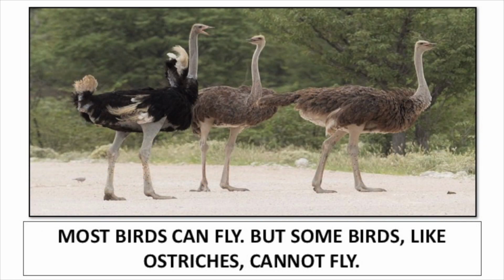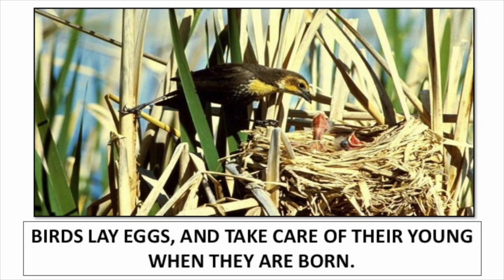Most birds can fly. But some birds, like ostriches, cannot fly. Yes, these are very big birds called ostriches. If you go to the zoo, you'll probably see these birds. And even though they have wings, the wings are too small. The bodies are too big. They cannot fly. So they just walk around all day. Birds lay eggs and take care of their young when they are born.